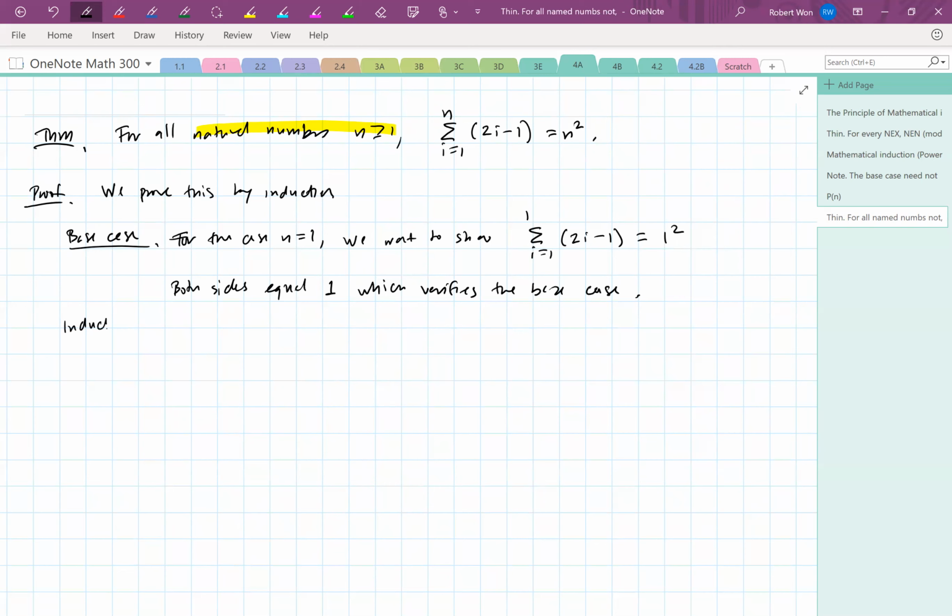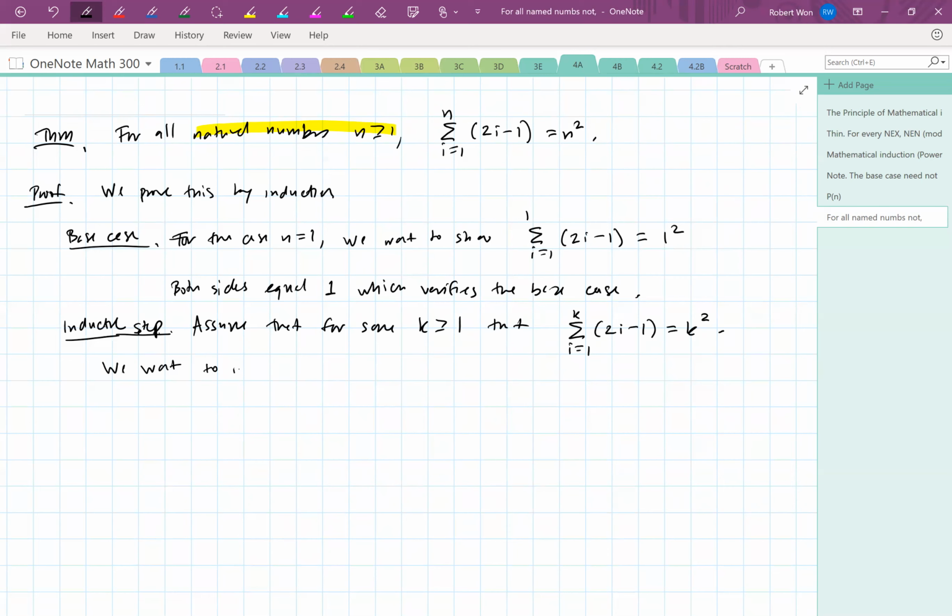So, inductive step. Now assume that for some k greater than or equal to 1, P of k is true. What is P of k? It's the statement sum from i equals 1 to k of 2i minus 1 equals k squared. We want to prove the k plus first case. So the sum from i equals 1 to k plus 1 of 2i minus 1 equals k plus 1 squared. This is what I would like to prove.